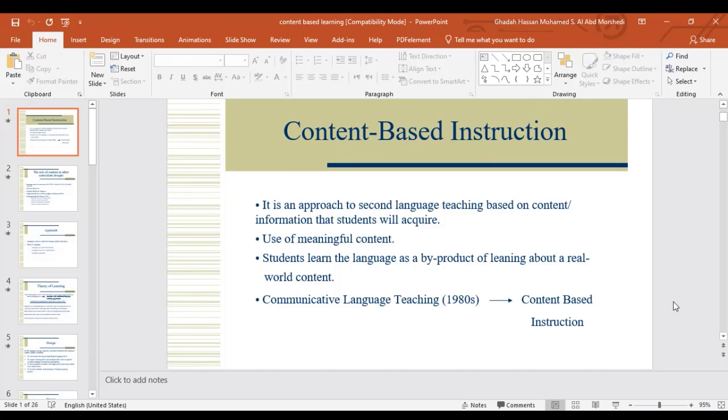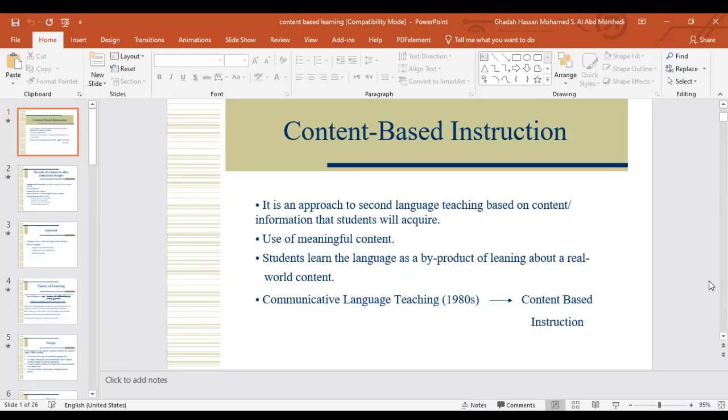So for example, if it is the subject matter related to science, or let's say chemistry or mathematics, they will focus on the content or the subject matter. And they will focus on the real world content. So the content will be connected to real life, okay? So it's like the product of the learning.